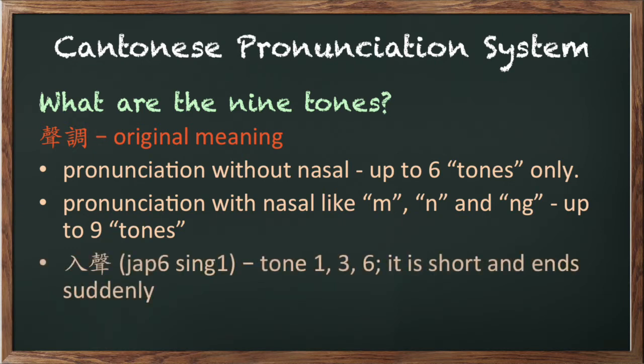The last 3 tones we call 入聲. Their tones are the same as tone 1, tone 3 and tone 6, but the sound is short and ends very suddenly. There is no 入聲 anymore in Mandarin.